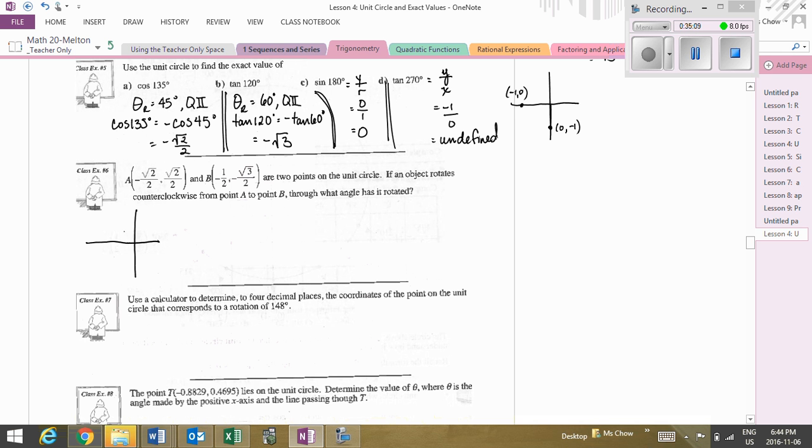X and y values are basically equal, which tells me that that is going to be at a 45-degree angle. So A then has a reference angle of 45 degrees, and that means that if it's a reference angle of 45 degrees, A must be at 135 degrees if it's in quadrant 2.